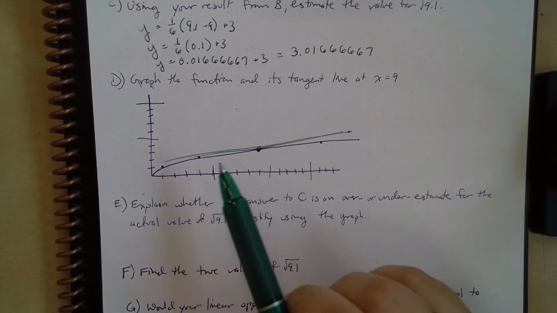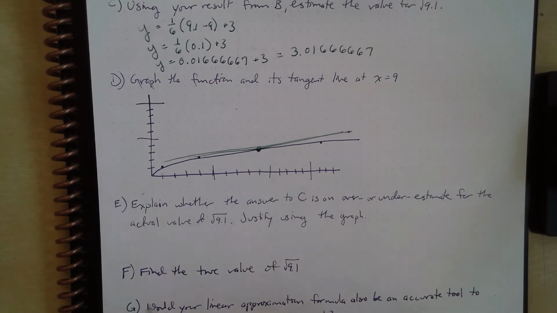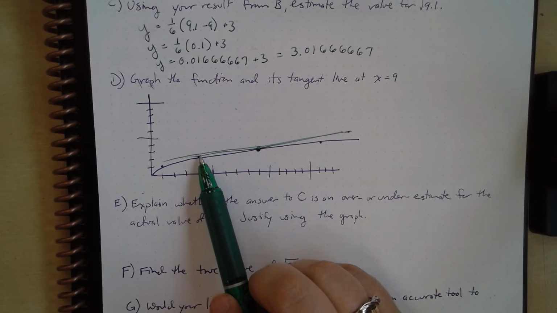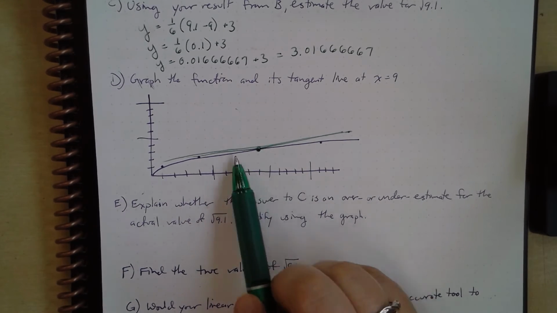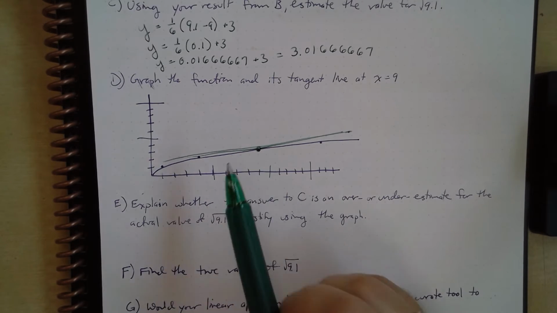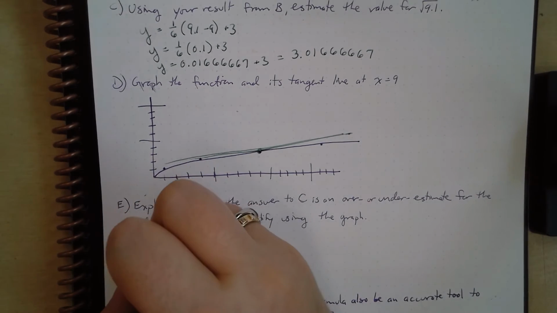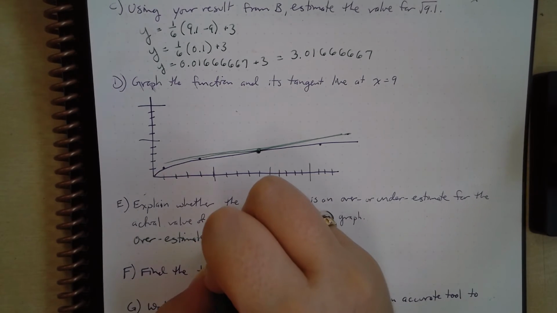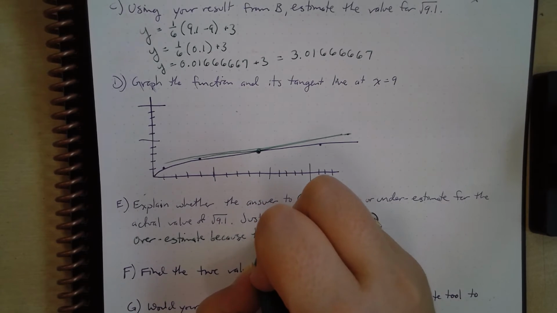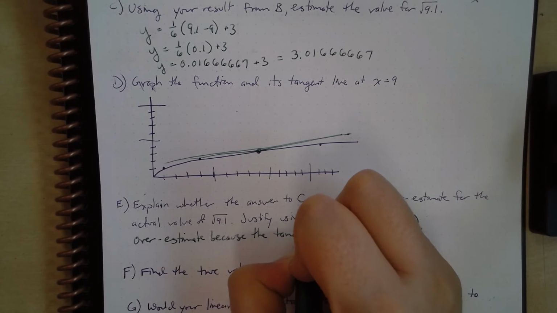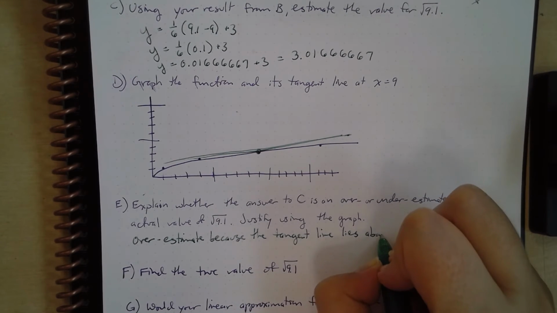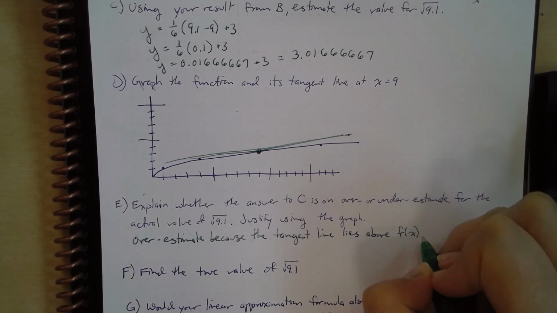Well, this is concave down. Our graph here is concave down. So the estimate is going to be an overestimate because our tangent line is above the function. You can see that. Right here, we're writing just on top of the function, so our estimate isn't quite as exact as the function itself. So this is an overestimate because the tangent line lies above the function f of x.